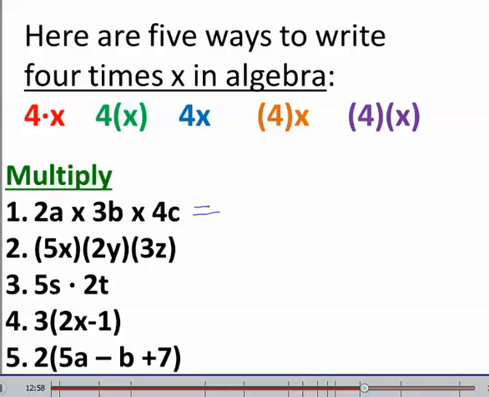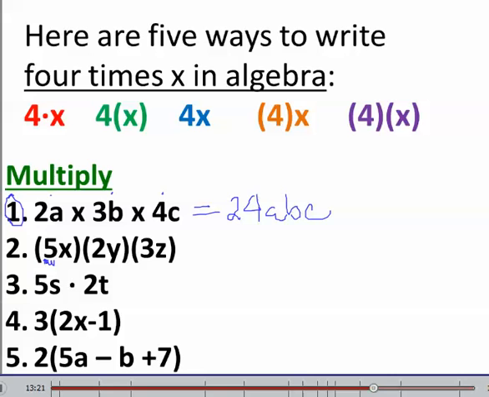You won't see me using the x very often. In these problems, I have used x as multiplying. So this is just telling me I have 3 terms to multiply. 2 times 3 is 6. 6 times 4 is 24. And I'm going to let the letters just chill out on the side there. 24abc.